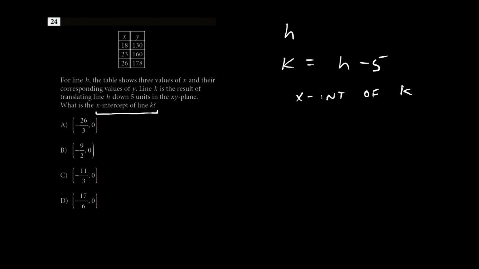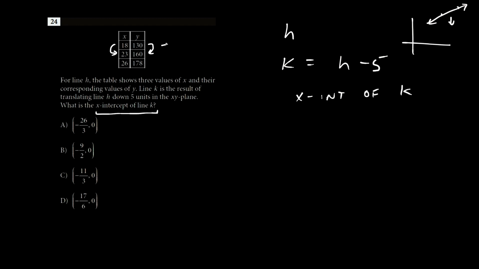All right, so what we can do is go ahead and find the equation for line H. We can sketch this out also if we really wanted to, just to see what's going on. We have points 18, 130, so that's way up there. 26, 178, that's up here. So we do see that we have something with a positive slope, and that's going to be shifted down 5. And then we have to find out where it crosses. So let's go ahead and find the slope of line H.